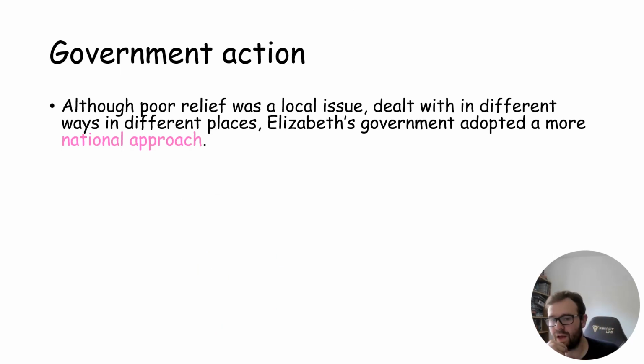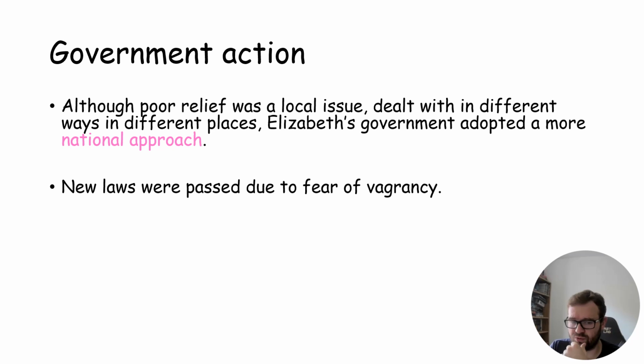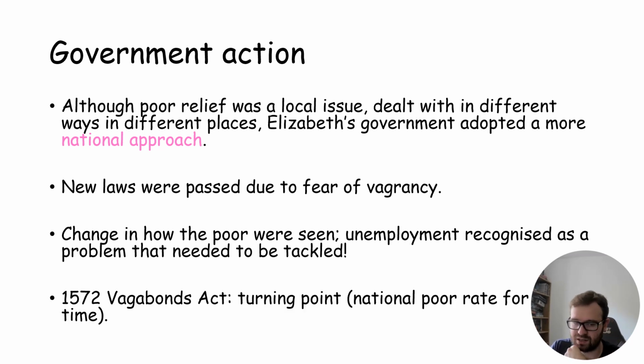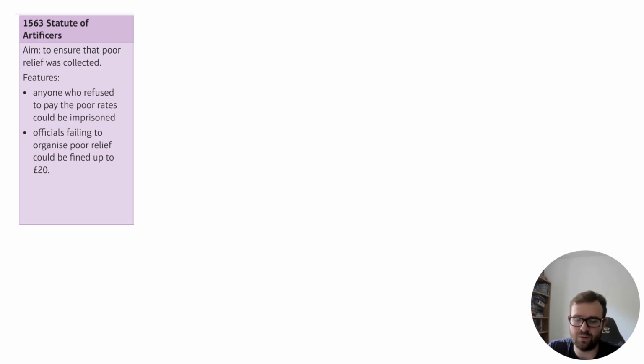So there was poor relief. This was a local issue. You've got the poor rate, which was collected by justices of the peace, but poor relief was a local issue dealt with in different ways in different places. So Elizabeth's government adopted a more national approach. New laws were passed out of fear of this vagrancy, a change in how the poor were seen, and unemployment being recognised as a problem that needed to be tackled. And then you get the 1572 Vagabonds Act. So make sure you know these three statutes.